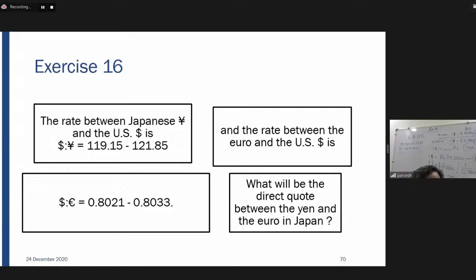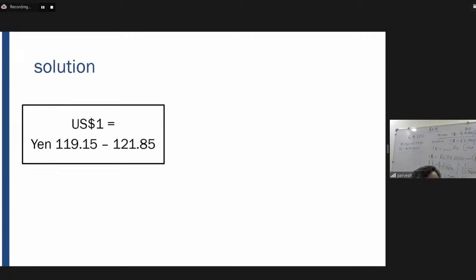Remember, we are calculating the rate in Japan. So that means we have to calculate the price of 1 euro in terms of Japanese currency. So 1 euro is equal to how many Japanese yen? Because a Japanese guy would like to buy euro in Japan. So he wants to know how many Japanese yen he has to shell out to buy 1 euro. So that is a direct quote of euro in Japan. That's what we need to calculate.